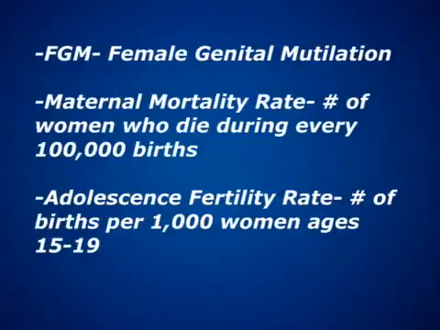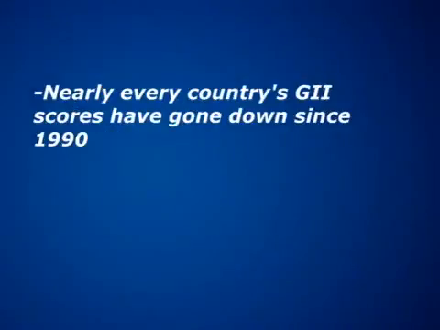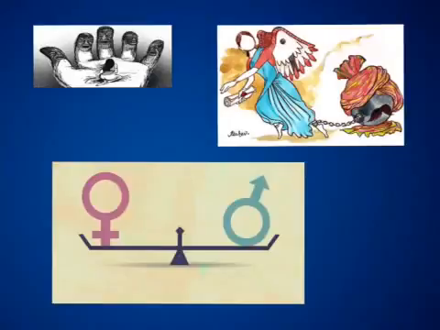Another big part of reproductive health is the adolescent fertility rate, which is the number of births per 1,000 women ages 15 to 19. The ratio for adolescent fertility rate in MDCs is 20 to 1,000, and in LDCs it's 60 to 1,000. Recently, gender inequality trends show that nearly every country's GII has decreased since the 1990s. In conclusion, inequality affects every continent, every country, every state, and every city. The less developed a country is, the higher the GII score is, and vice versa. Even though nearly every country's GII has decreased, there is still a lot of room for improvement.